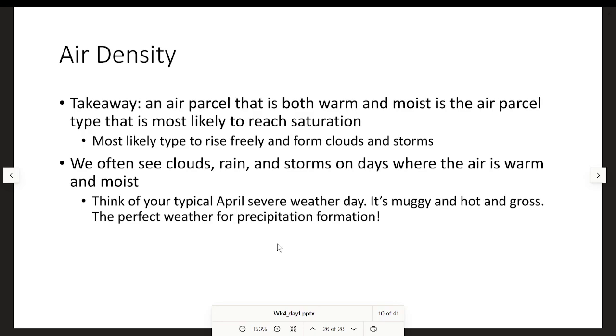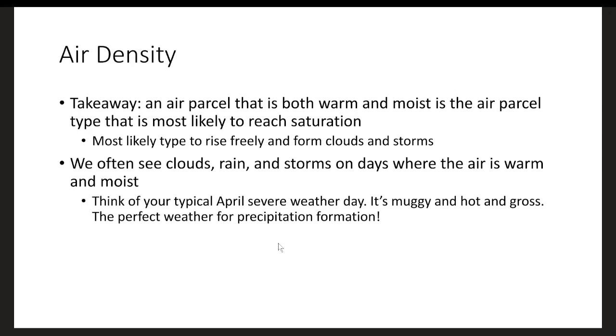So, takeaway, an air parcel that is both warm and moist is the air parcel type that is most likely to reach saturation, because it's most likely to rise freely and form clouds and storms. Also, if an air parcel is dry and warm, like if it's super dry, even if it gets up into the atmosphere, it's not going to condense as quickly if it has less water in it. So that also makes sense. So we often see clouds, rain, and storms on days where the air is warm and moist.